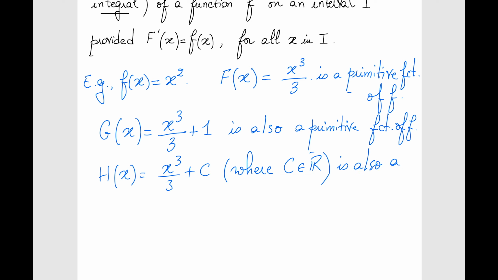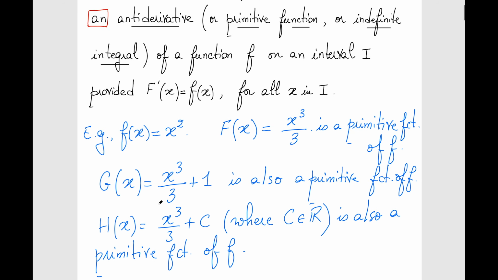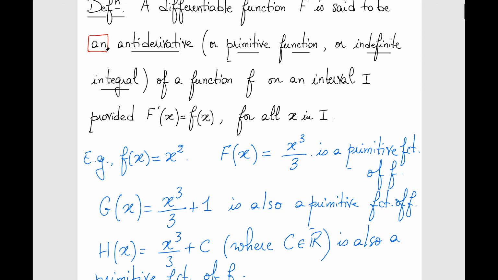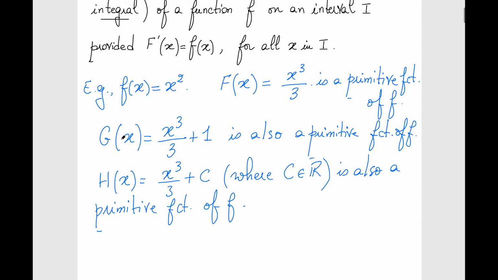That's also a primitive function of f on all of R. Do you agree with me? So h of x equals x cubed over 3 plus any constant. You have infinitely many choices for the constant. As such, you have infinitely many antiderivatives, or infinitely many primitive functions, of little f. And hence the article is indefinite because of the non-uniqueness of that antiderivative.